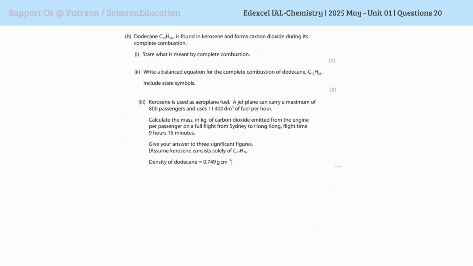Part B. Dodecane, C12H26, an alkane, is found in kerosene and forms carbon dioxide during its complete combustion. State what is meant by complete combustion. Complete combustion in the sense the oxidation in excess of oxygen. Write a balanced equation for the complete combustion of dodecane and include the state symbols.